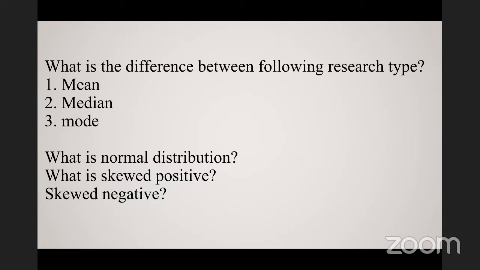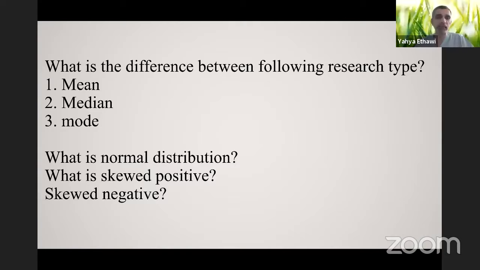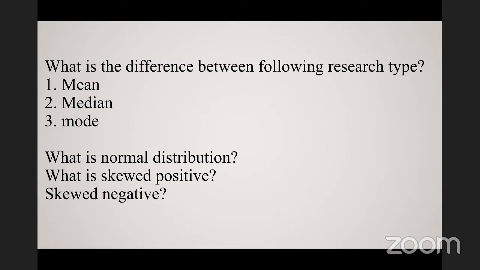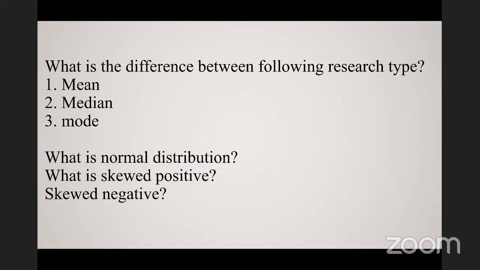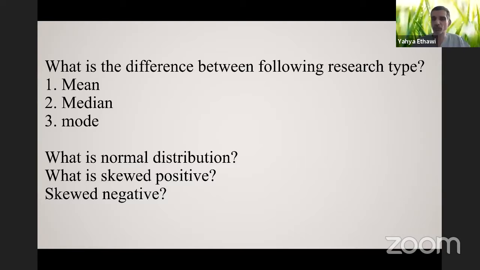The normal distribution, if we have a curve. It is a bell-shaped curve. The right side is equal to the left side, whereas the median, mode, and mean are the same. So if the mean, median, and mode are the same, it's called normal distribution.